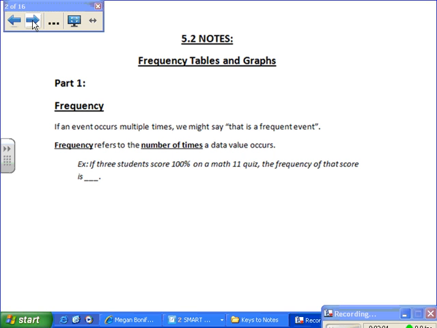If 3 students scored 100% on a Math 11 quiz, well, 100% is the mode, because I see it occurring multiple times, 3 times in this case. But we would say that the frequency of that score is equal to 3. Okay, and we use the small letter f to refer to frequency, and we would say that f is equal to 3 for the score of 100%.